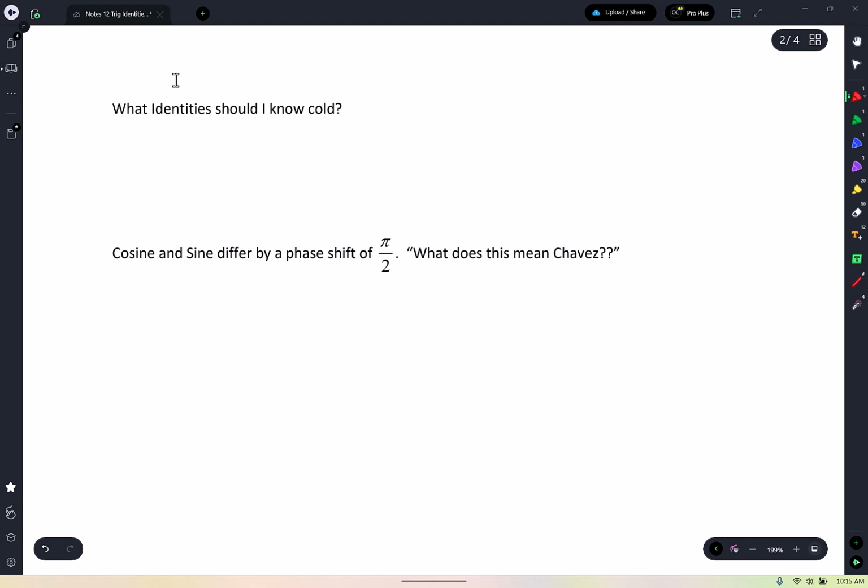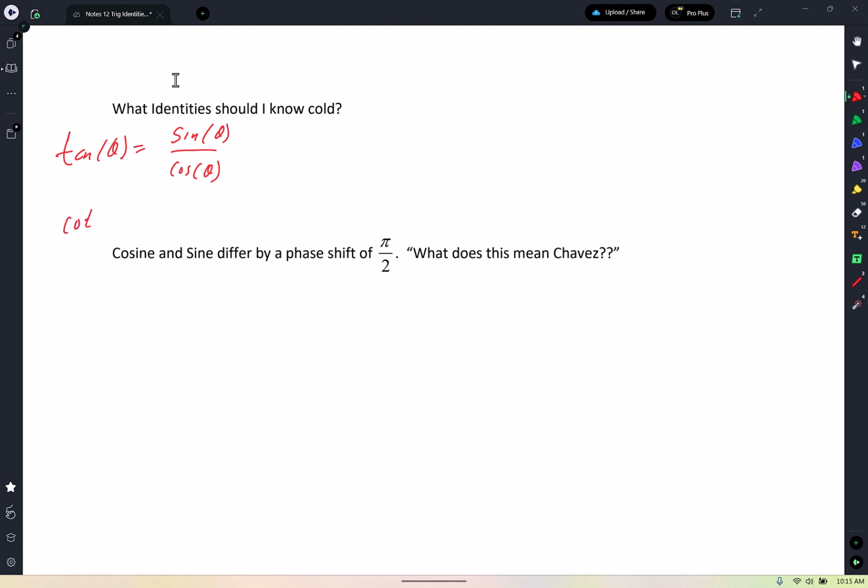What identities should I know cold? Guys, cold before you graduate, before you get out of pre-cal, you should know this cold. What is tan? What over what? Sine over, yeah, you can say y over x. Sine over cosine. You should know that cold. Cotangent: cosine over sine. And then the Pythagorean formula, what is it?